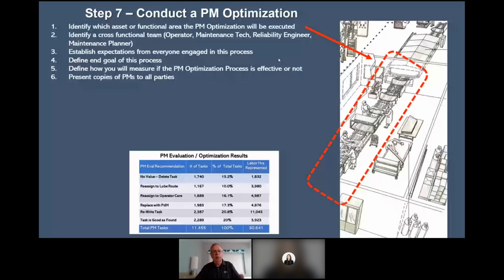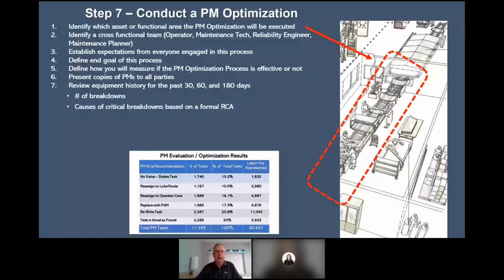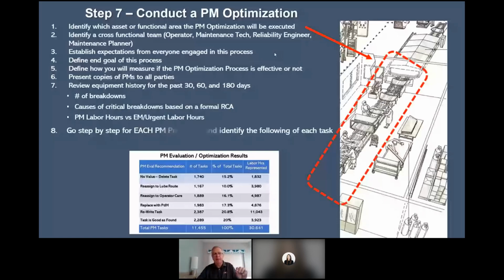Okay. We're going to review the equipment history for the past 30, 60, and 180 days. That's why it's important to have the history on the assets. We want numbers of breakdowns, causes of critical breakdowns based on maybe a formal RCA, PM labor hours versus emergency labor hours. Go step by step in each PM procedure and identify the following tasks, okay? I'm going to show you in a minute. Review the results and adjust as needed.